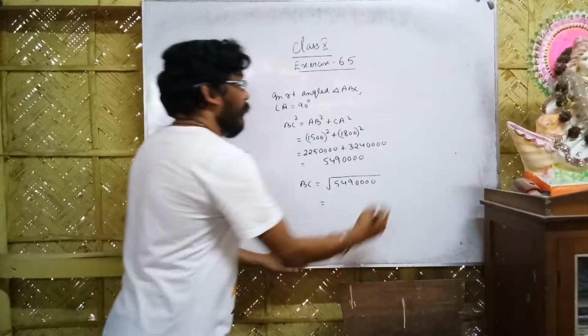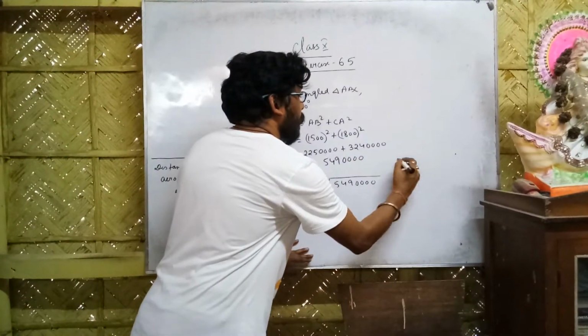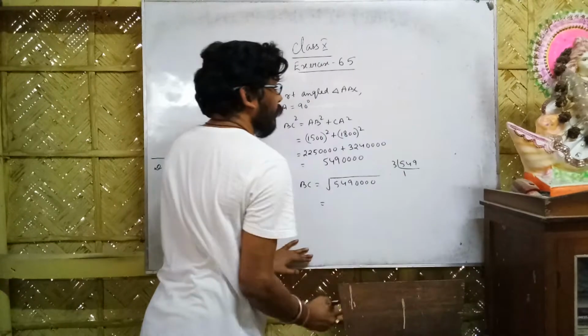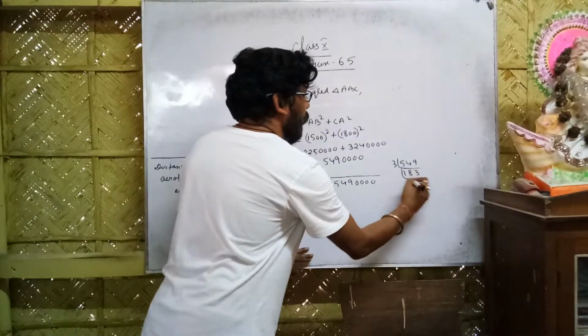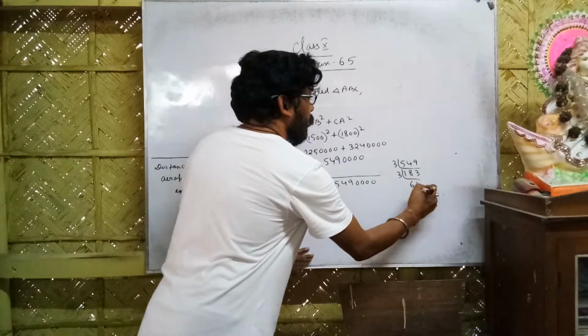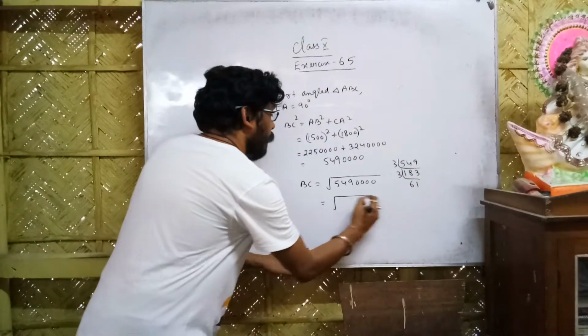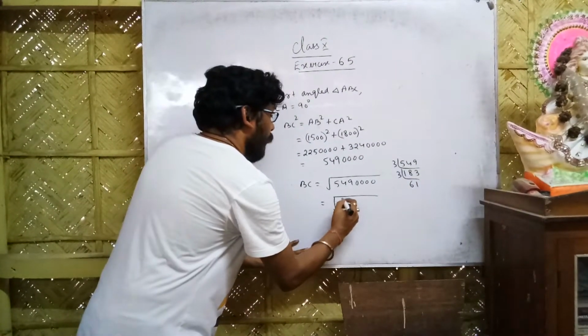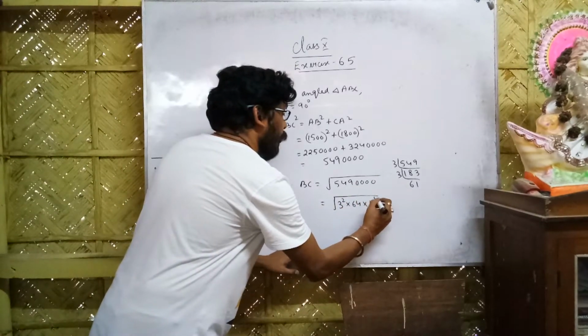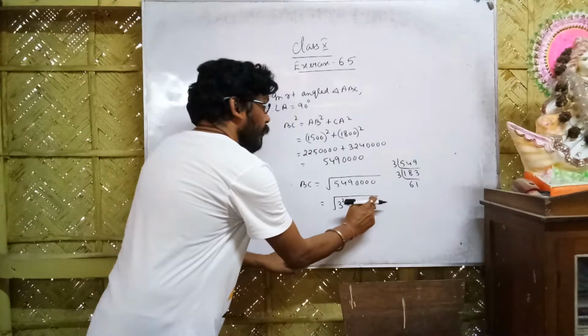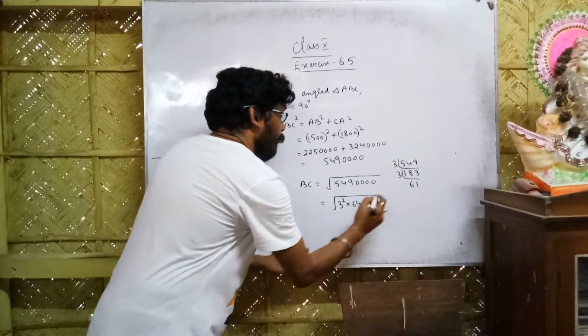549, factors you find out. 549 is divisible by 3. 3 1 ja 3, 3 8 ja 24, 3 3 ja 9, 3 6 ja 18, 3 1 ja. So it will be 3 square into 61. Here 4 zeros are there, so 10 to the power 4.